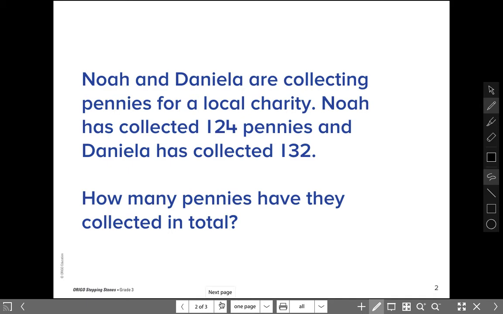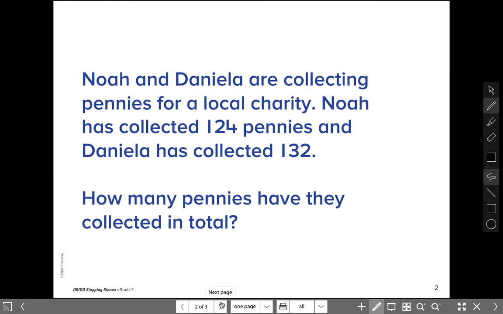Danny has collected 124 pennies, and Nehemiah has collected 132 pennies. How many pennies have they collected in total? Okay, the first problem with that would be there is no "and" in the words 124 or 132. And means there's a decimal point. There is no decimal point.